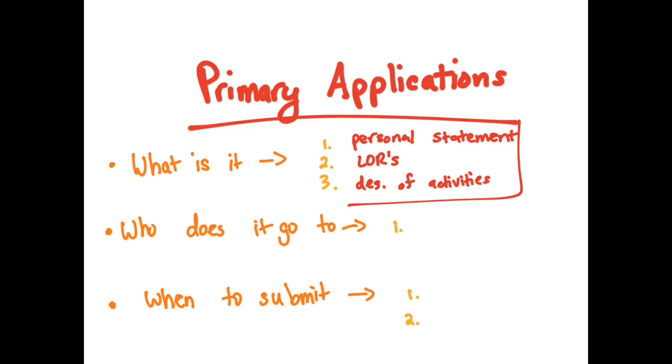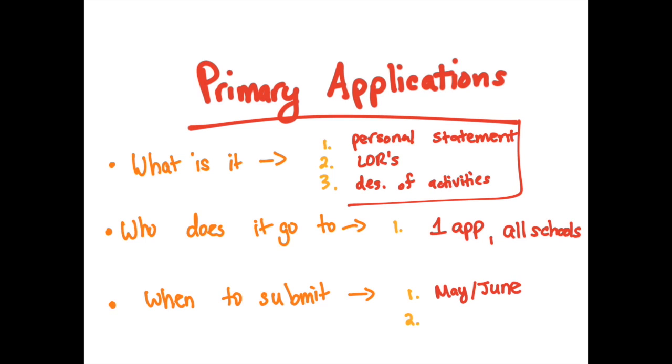So who does this go to? So it's really just one application, but it's sent to all the schools. So just one, and then I believe it's one fee, and then it sends to all the schools that you're applying to. And then when to submit it. So the important thing to realize is that this opens up typically around June 1st. It's usually at the end of May or beginning of June. It changes every year, so just look out for that date.